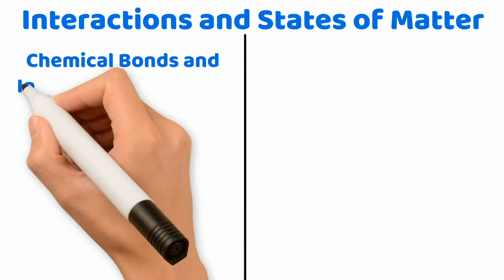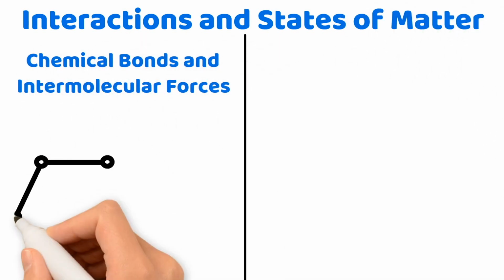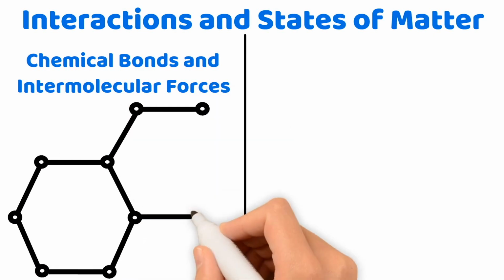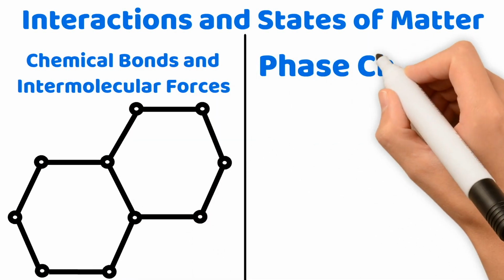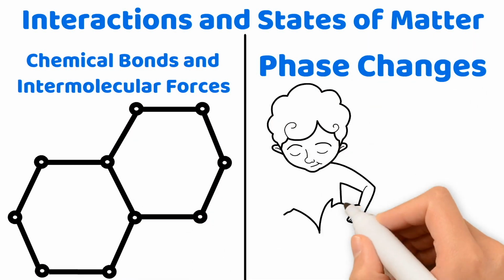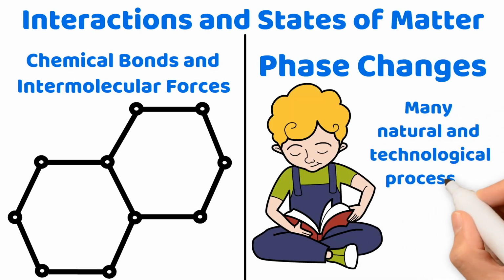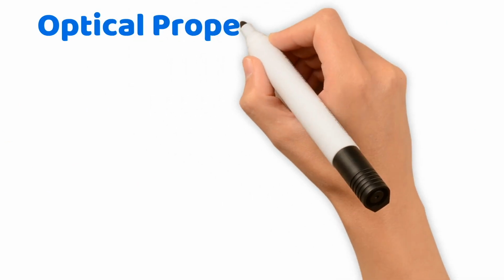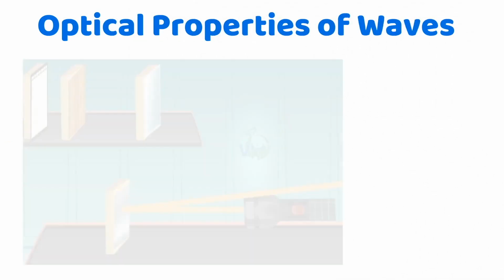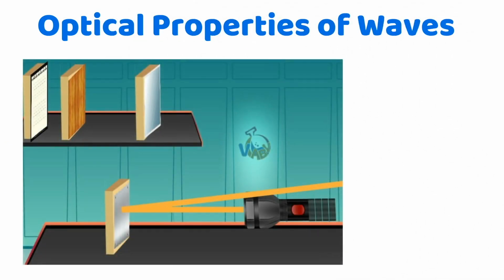Chemical bonds and intermolecular forces. These interactions determine the physical properties of compounds and their state changes. Phase changes. Learning about the energy involved in these changes helps explain many natural and technological processes. Optical properties of waves. Understanding how light interacts with different mediums is essential in physical science.